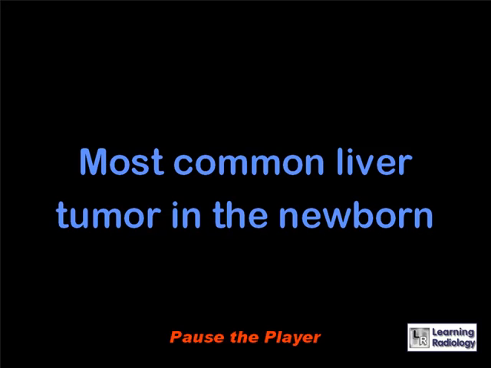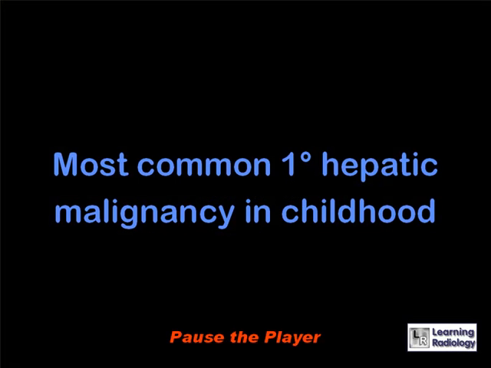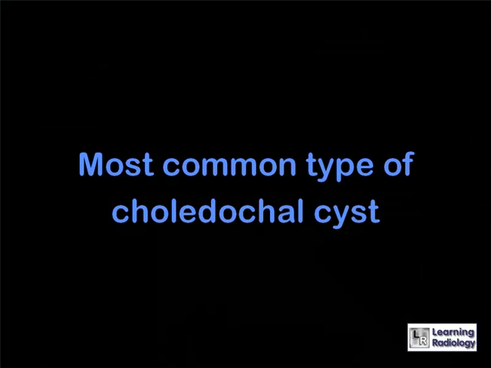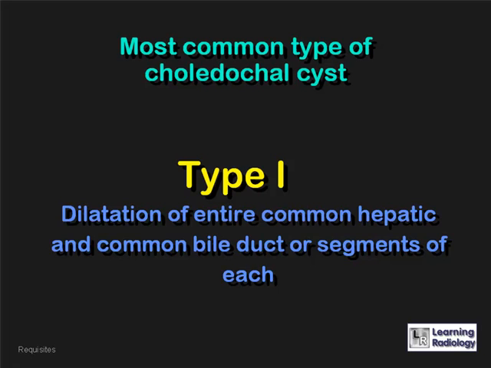What is the most common liver tumor in the newborn? Infantile hemangioendothelioma. What is the most common primary hepatic malignancy in childhood? Hepatoblastoma. What is the most common type of choledochal cyst? A type 1, dilatation of the entire common hepatic and common bile duct or segments of each.